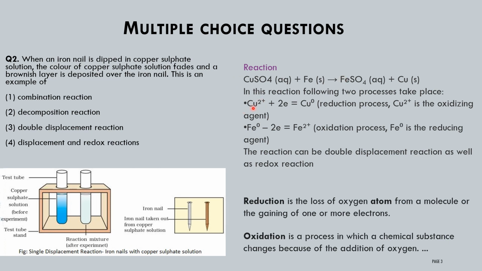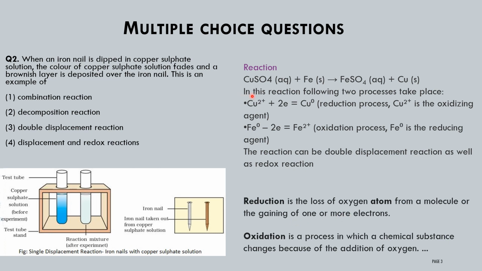Then here, copper 2+. As I already told, copper sulfate splits into Cu2+ and SO4 2- ions. Copper 2+ receives 2 electrons and you get copper. This type of reaction we call a reduction process. Here Cu2+ acts as an oxidizing agent. What is meant by reduction? Reduction is the loss of oxygen atoms from a molecule and the gaining of one or more electrons.